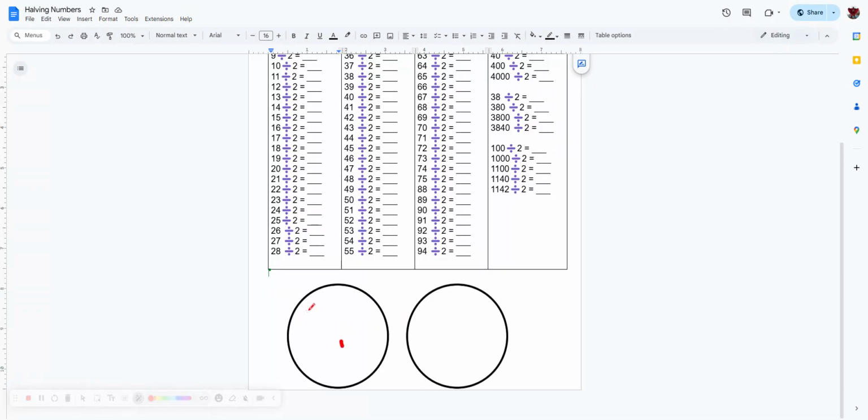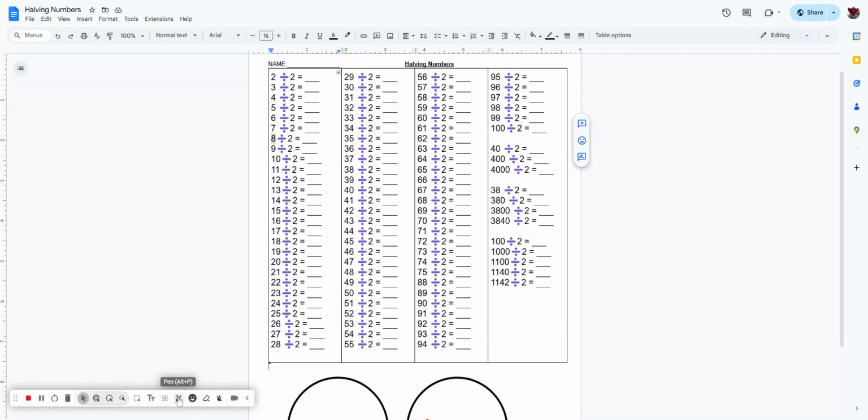So what I'm going to do is this. I'll put a counter here. 1, 2, 3, 4, 5, 6, 7, 8. Oh, 8. There we go. I reached my number. I reached my dividend. And what I need to do now is see, when I split 8 into 2 groups, how many is in each group? Well, 1, 2, 3, 4. So I just found my answer. My answer is 4. Boom. So I'm going to do that for every single one of them.